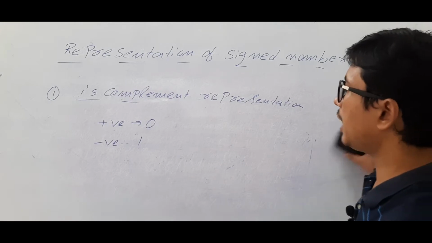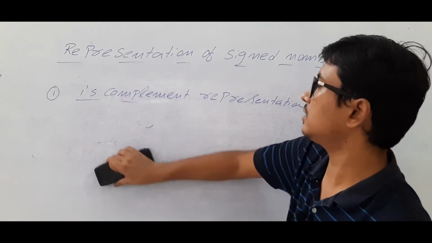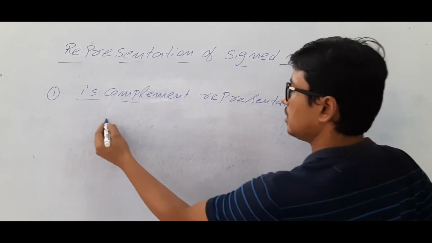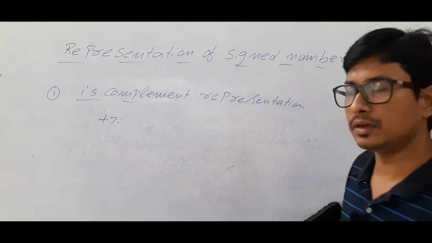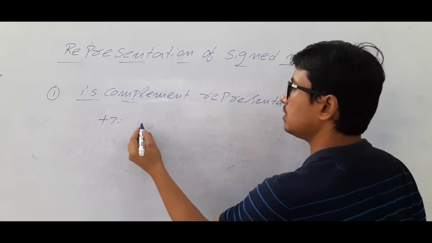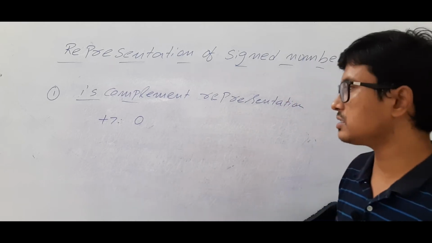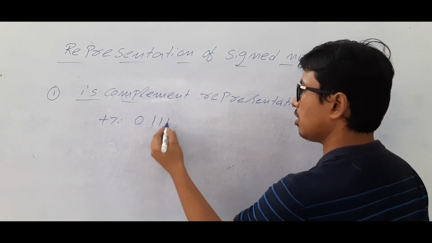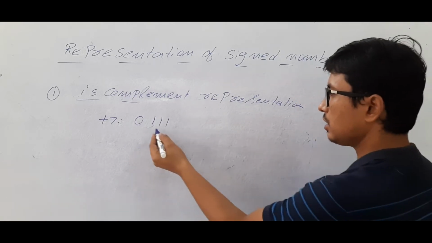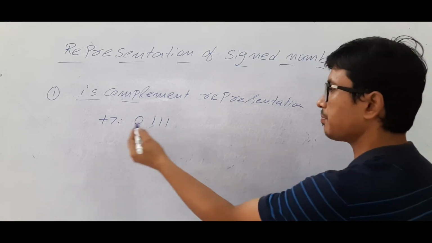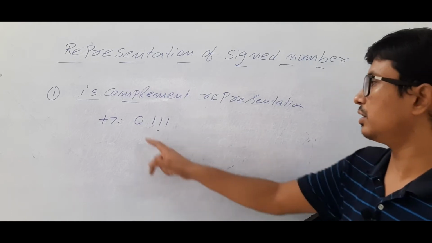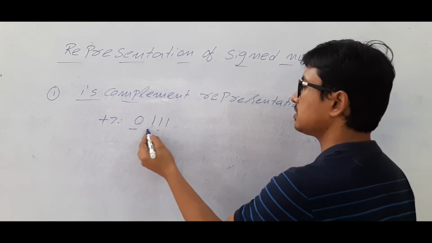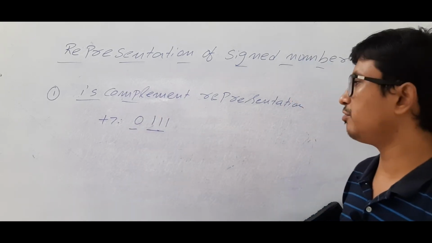Now I want to represent plus 7 using the ones complement. Okay, now take the sign bit as 0 because it is a positive number. Now represent the 7 normally in the binary number. I think you know that 7, if I represent it, I will get 3 ones. So this is the sign bit, this is the actual number in the binary form.